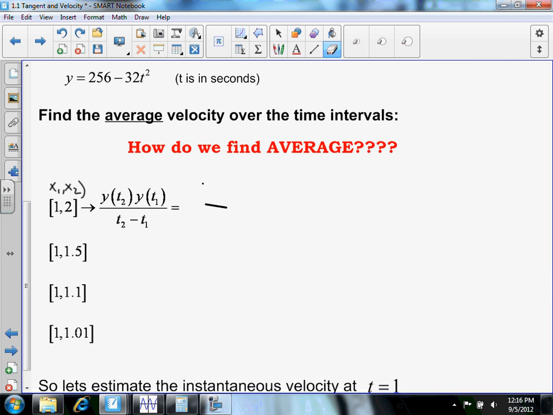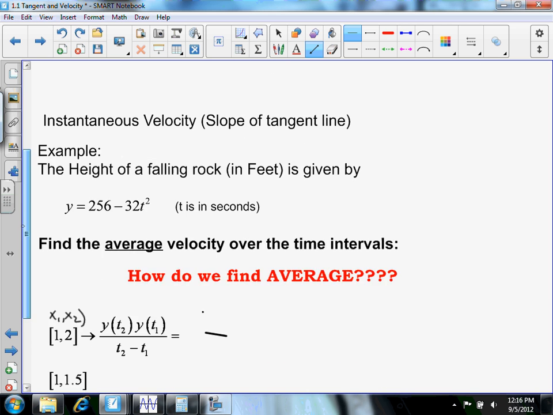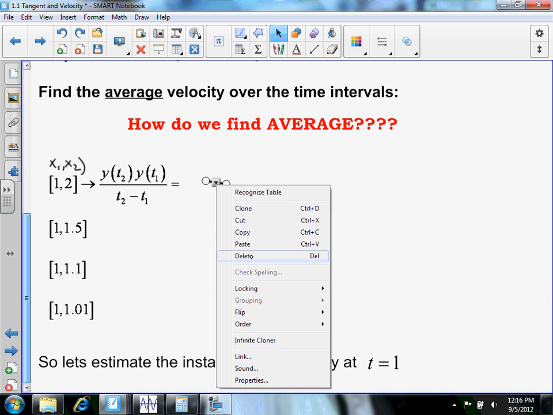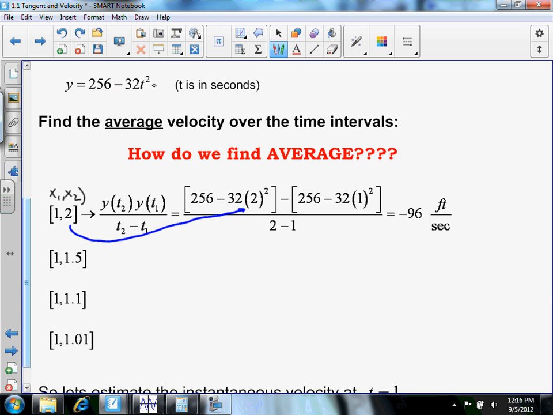If we really set these equations up here, we're going to take a look at 256 minus 32, and remember, we're plugging in that 2. That's our x2. So we're plugging in that 2 into our equation. Remember, our equation is just right up here. So we're plugging in that 2 into this equation, and we're solving. Then we're plugging in our 1 into this equation, and then we're solving.